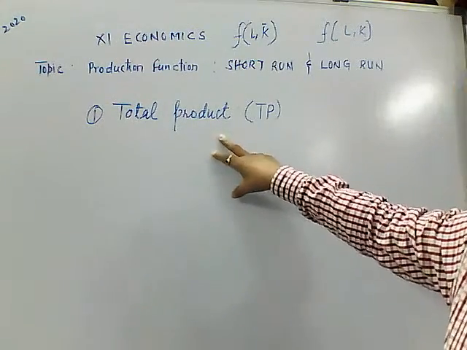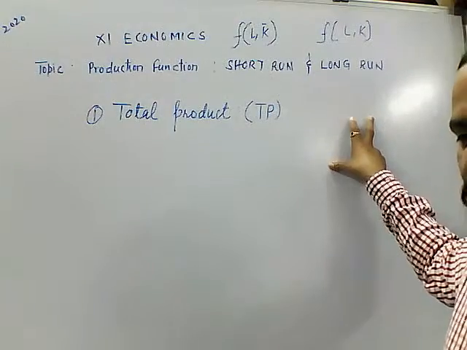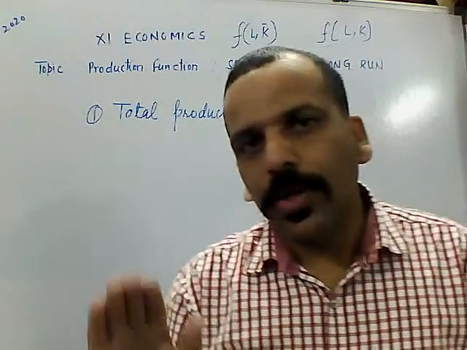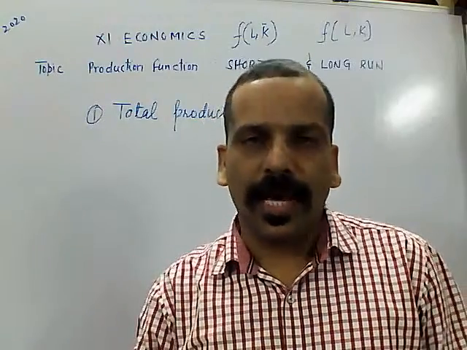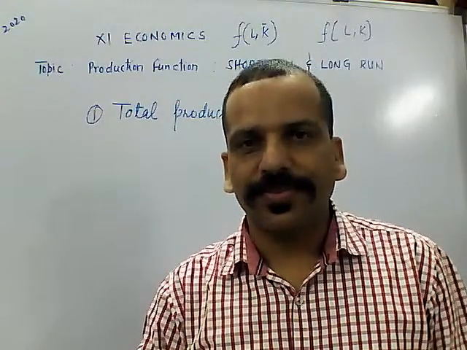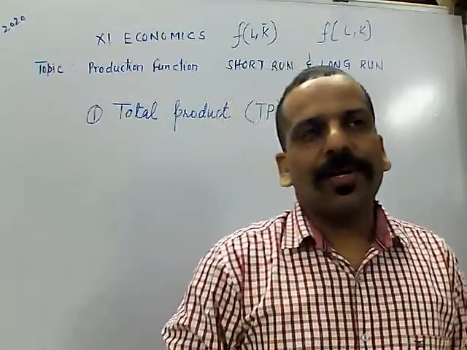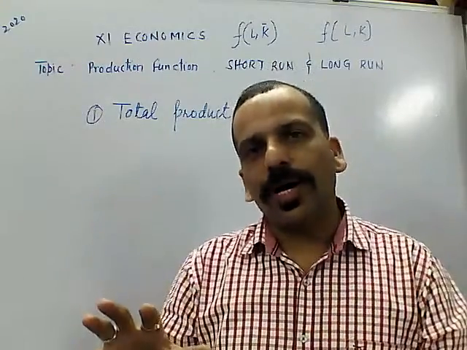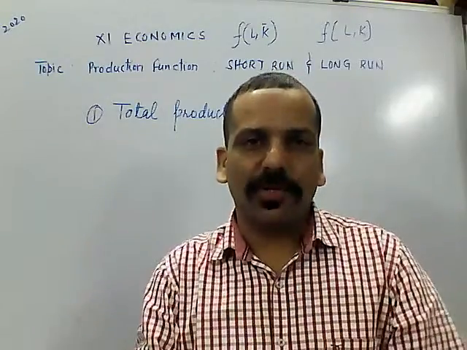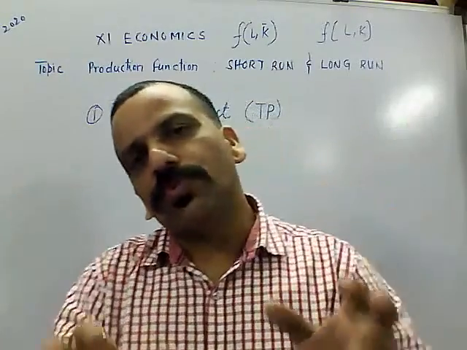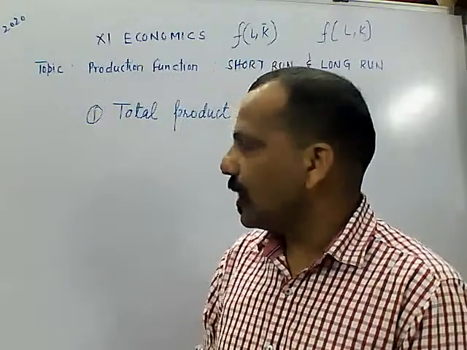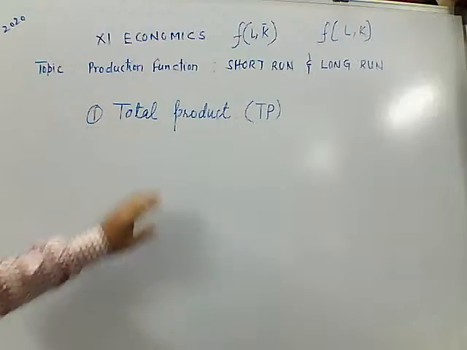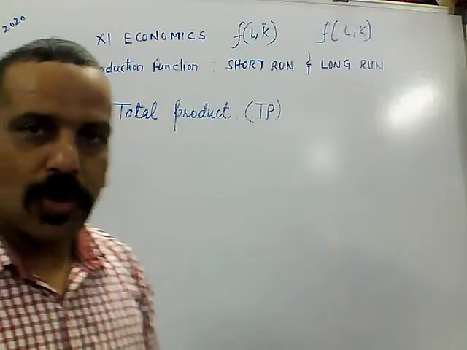Total product is the sum total of output produced by variable and fixed factor production. For example, the total production of cement sacks, cement bags, by the Ambuja plant. Cement is output produced by the combination of fixed and variable factor productions. So total output produced by both the vectors of production is nothing but TP, total product. Sum total of output.